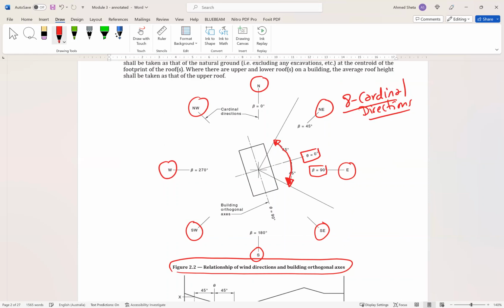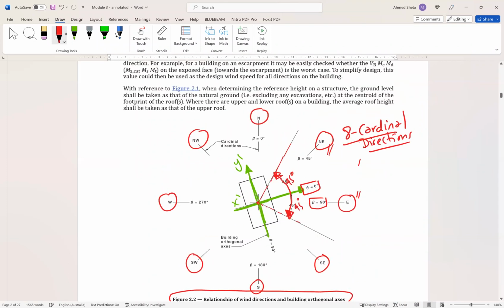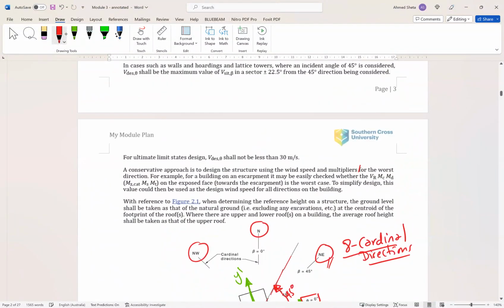And these are the building orthogonal axes. You can consider this as y dash and this as x dash, so you can take the axes orthogonally. This is the interval to calculate the wind in 45 degrees, 45 degrees. So these two directions will be your wind actions if they are critical. You will take these two if they are the critical site wind speeds.